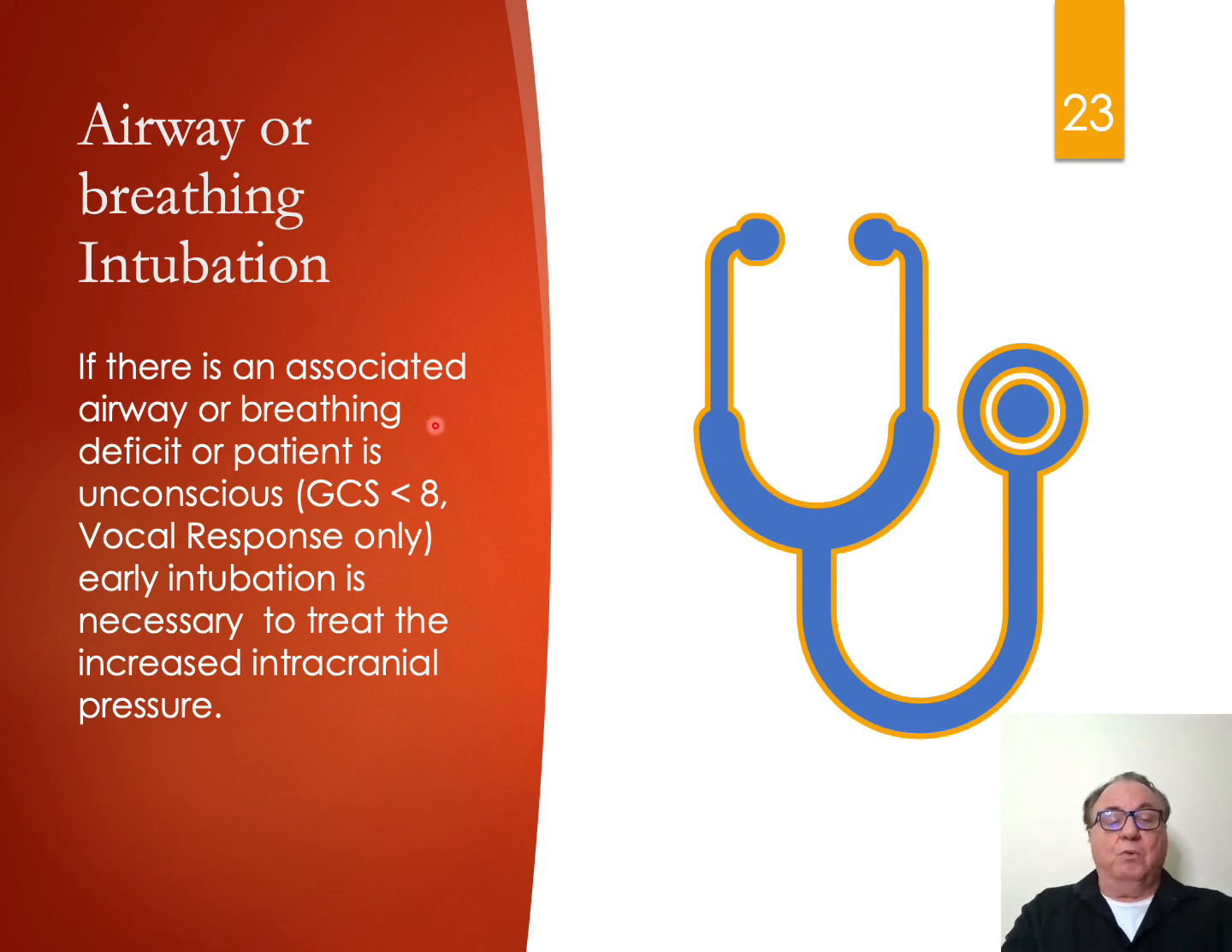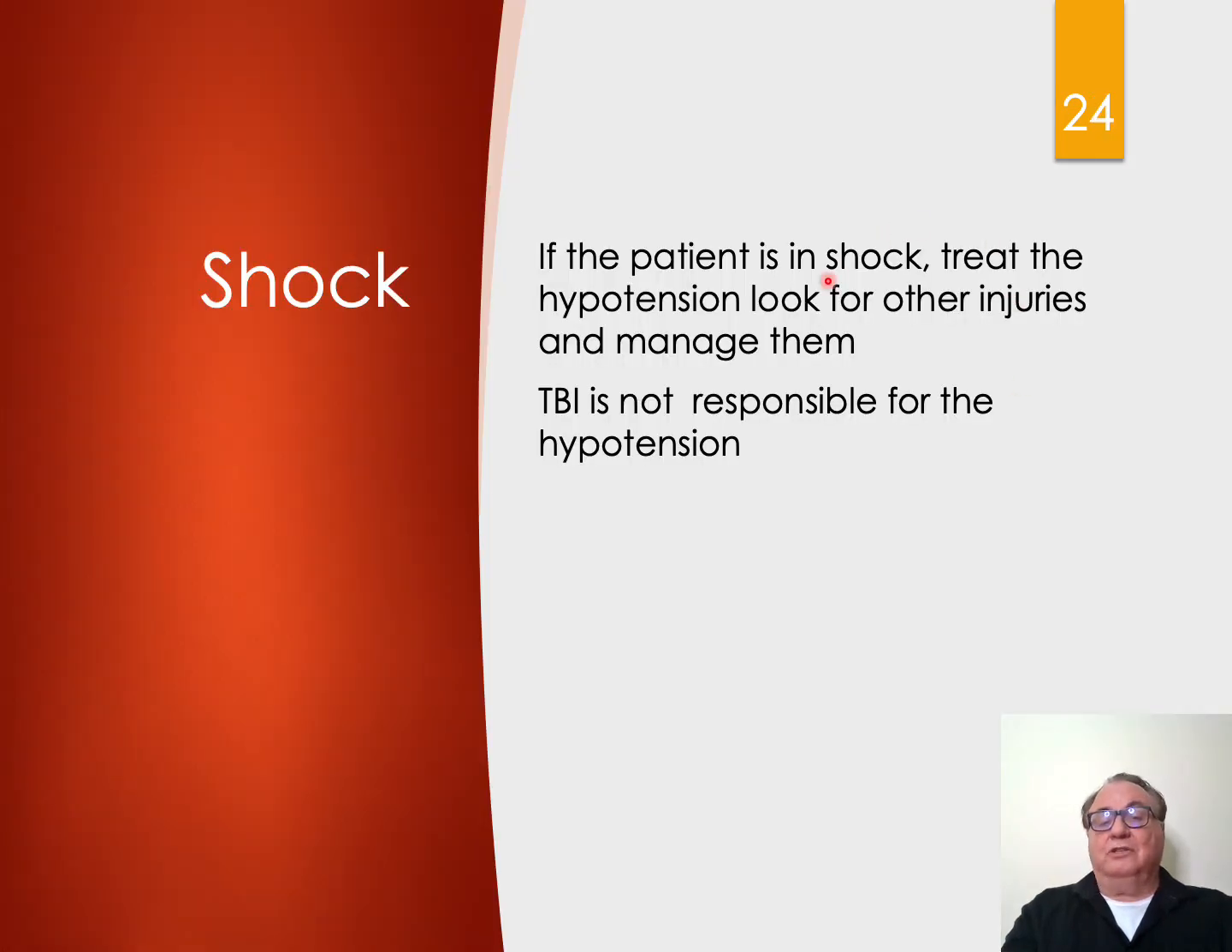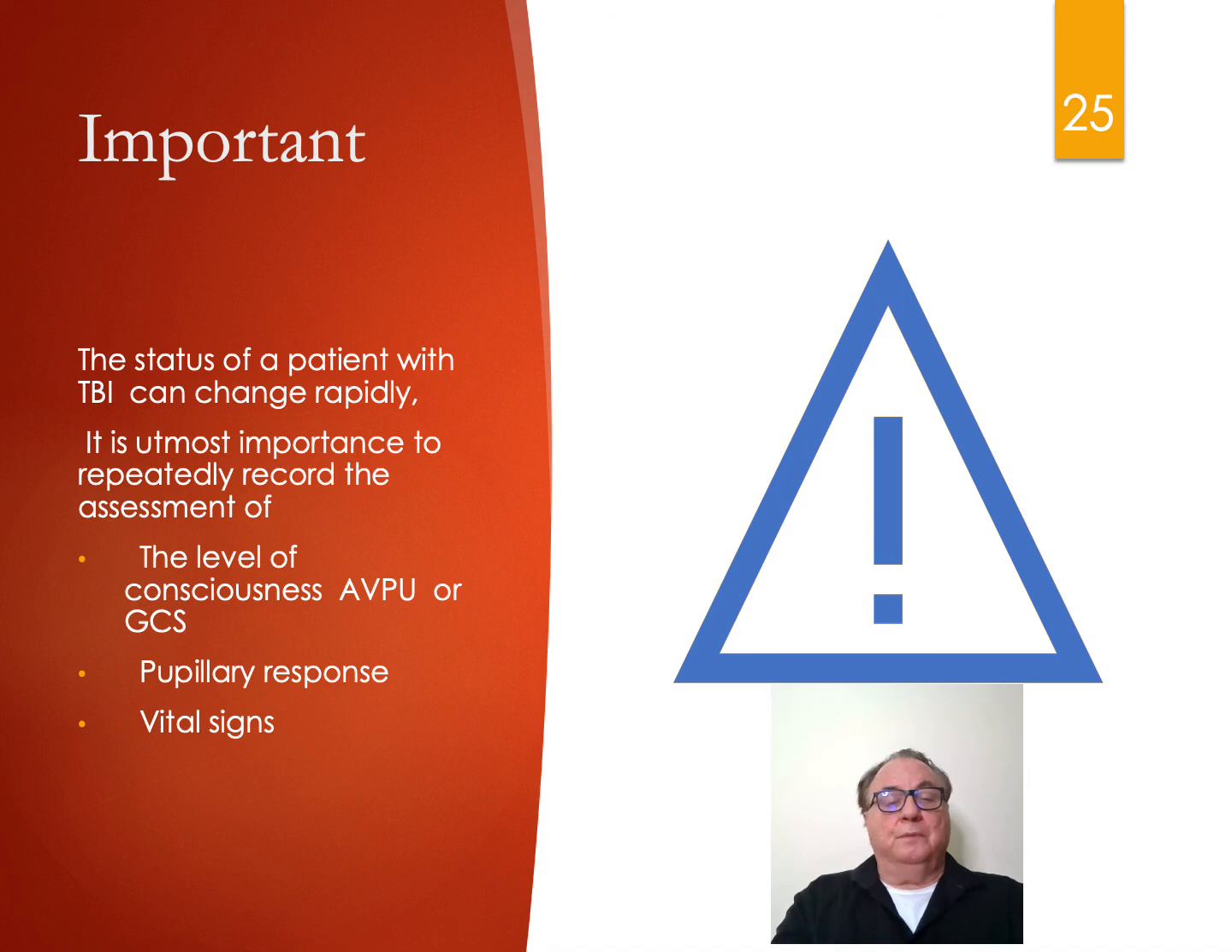If there's associated airway or breathing deficit, or the patient is unconscious with a Glasgow Coma Scale less than 8, or they're only responding vocally, early intubation is required. If the patient is shocked, treat the hypotension, looking for other injuries and manage them. Traumatic brain injury is not responsible for the hypotension. The status of a patient with traumatic injury can be changed rapidly. It is important to repeatedly record the assessment of the level of consciousness, AVPU or GCS, pupillary response, and vital signs.